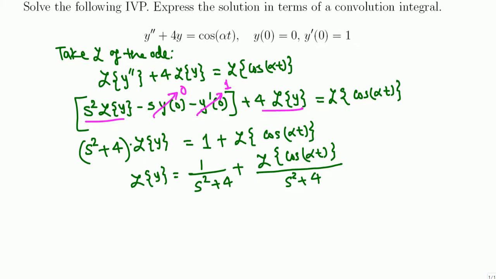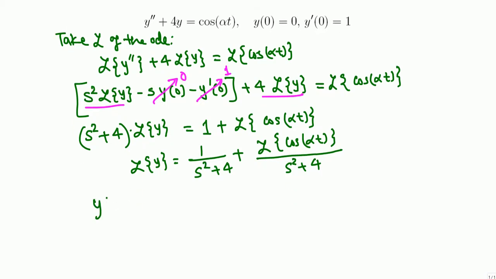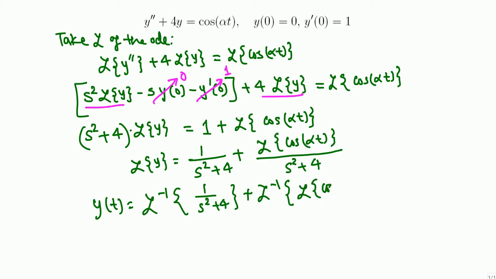Okay, then y of t will be, take the inverse Laplace of the right hand side, so this is inverse Laplace of the first part plus inverse Laplace of this. So let me write it in this way, this is Laplace of cosine alpha t times 1 over s squared plus 4. Okay, and let's do this in two parts.